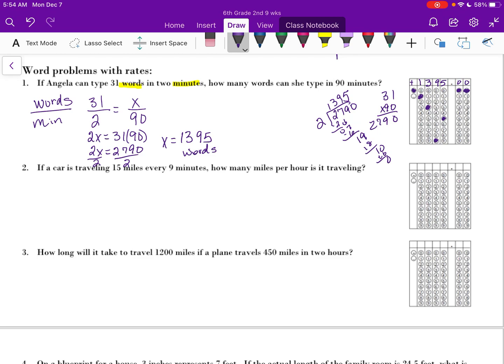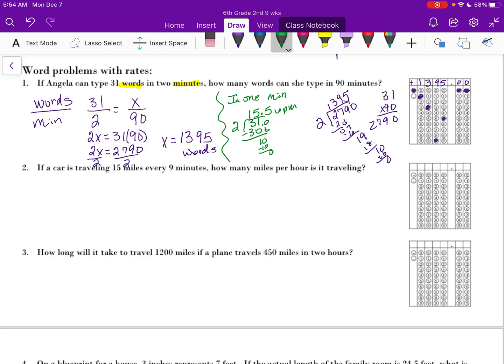All right, just a side note on this one. Well, on any of these, you could figure out how much Angela can type in 1 minute. So you could say, okay, in 1 minute, what does Angela type? So we would say 31 divided by 2, and so she's going to type 15.5 words in 1 minute.